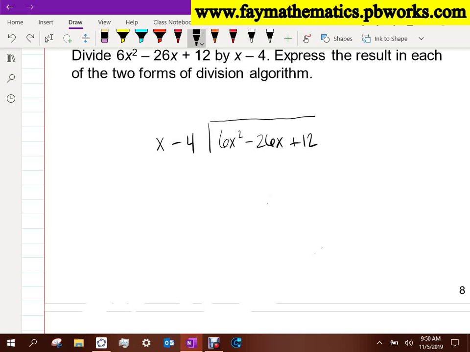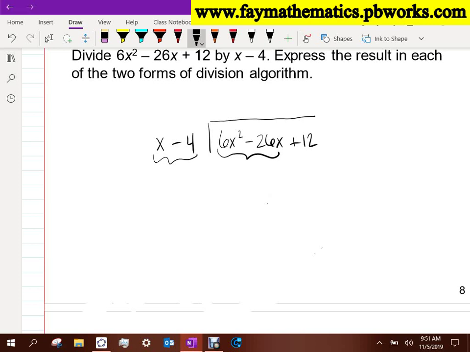The idea is, remember, back when it was 38 and 7, I was thinking about what number I can multiply by 7 to get close to 38. Now here's the thing. This is a binomial, so when I think of a number, I need to multiply by that. Any monomial multiplied by that is going to give me a binomial. So essentially I'm trying to develop a term that can multiply by x minus 4 and give me something close to 6x squared minus 26x, but doesn't exceed that. Does that make sense?